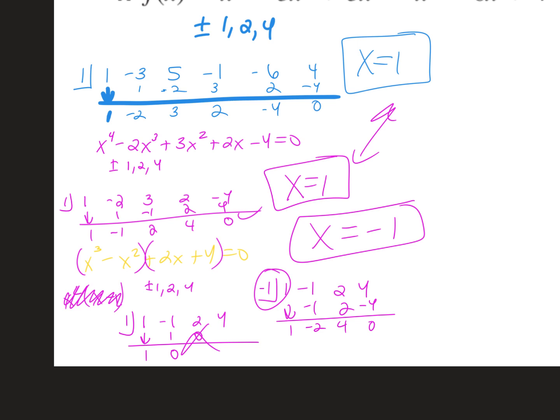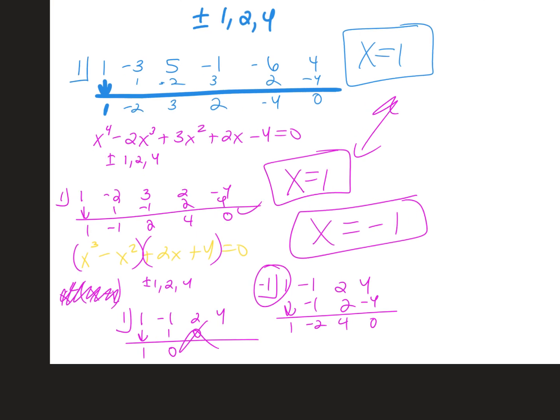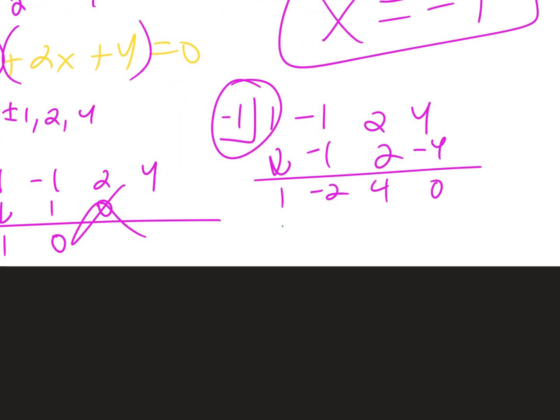How many do I have so far? How many have I found? 3. How many are left? 2. Okay, so let's look at what we have here. This is a quadratic. This is x squared minus 2x plus 4 equals 0. So you have two options at this point.